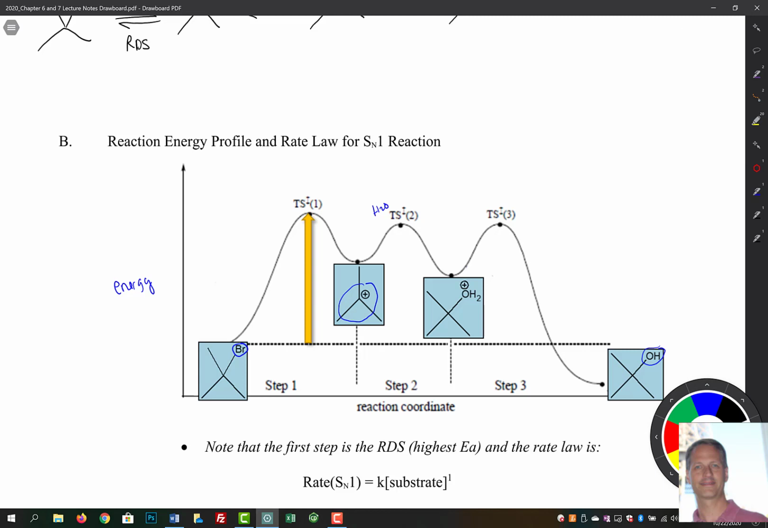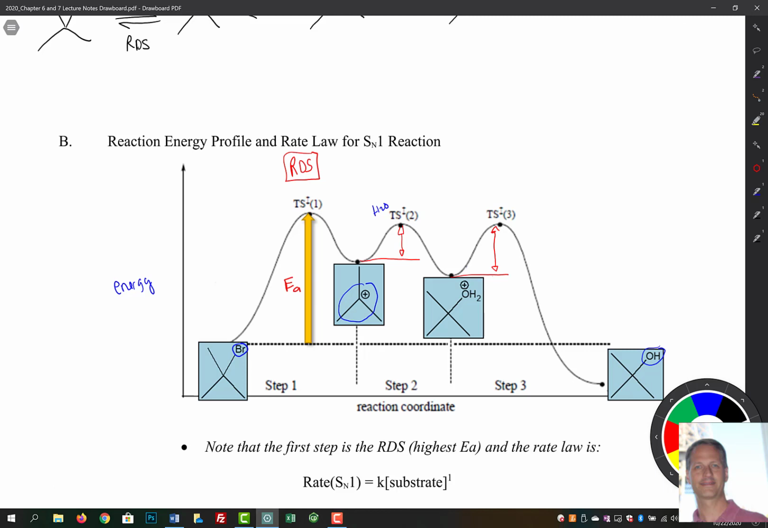That first step, and I left the little arrow in here, this has the largest activation energy compared to the other steps. Right, so this would be the next activation energy here, and then this would be your third activation energy. So that large activation energy is why that first step is your rate determining step. It's your RDS. It's the biggest activation energy, and it's the largest barrier to the reaction continuing.